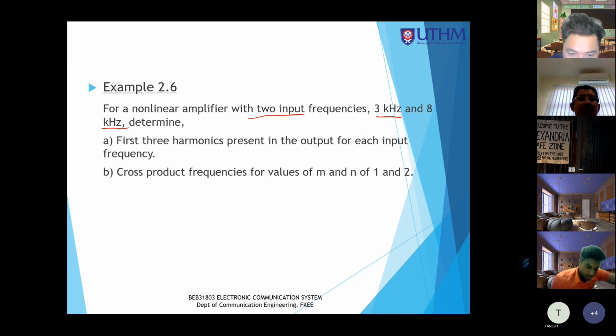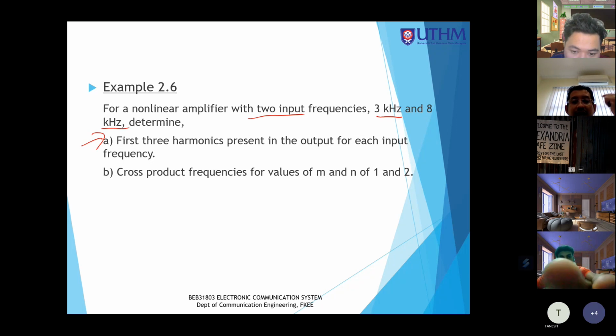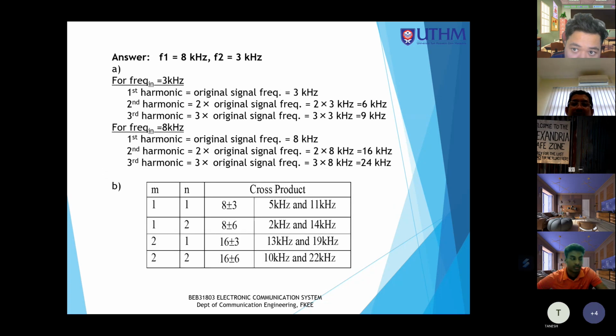Okay. So the first question asks, determine the location of the harmonics for each of the frequencies, for each of the input. Okay, maknanya setiap input ini akan menghasilkan harmonicsnya sendiri. Akan ada harmonics disebabkan oleh frekuensi tersebut. Macam mana nak tahu? Again, we repeat the same process as previous. We just want to know the location of the harmonics.